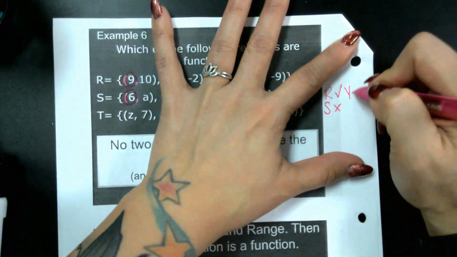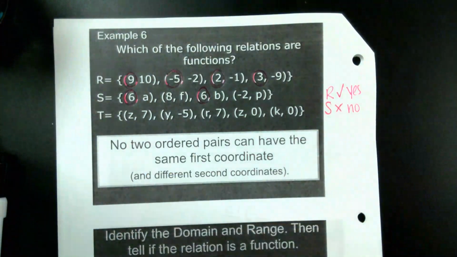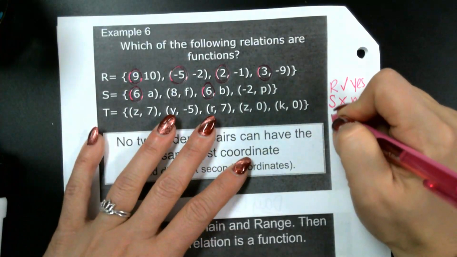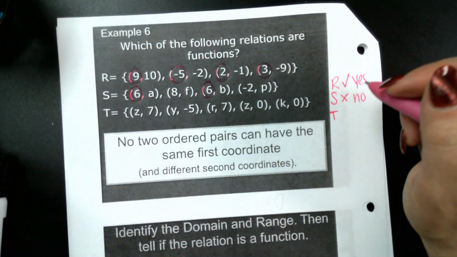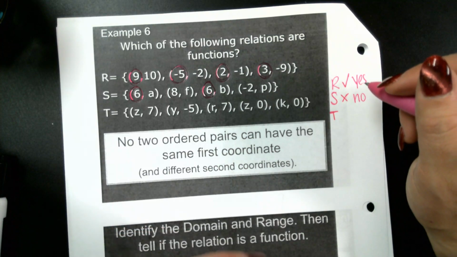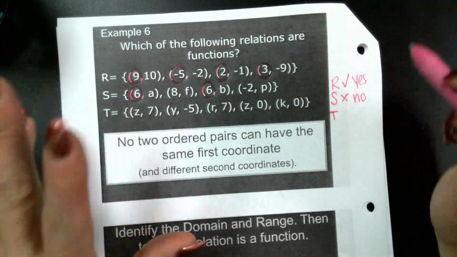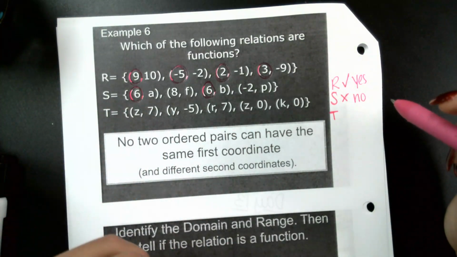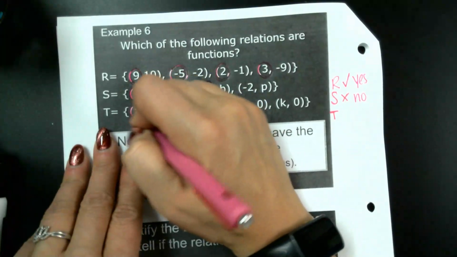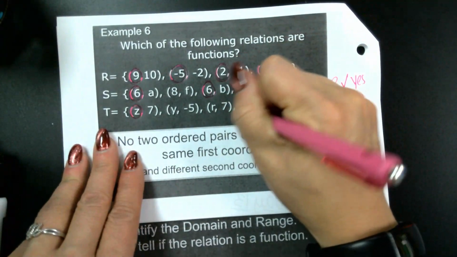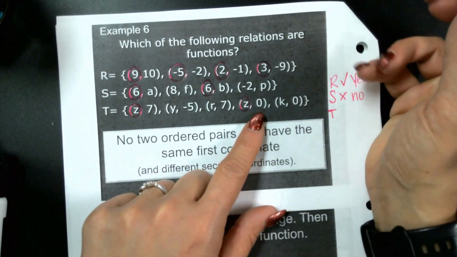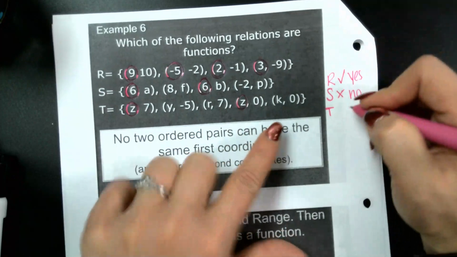I guess I could write yes and no. What do you think about T? Do you think T is a function, yes or no? Okay, I've heard both answers. Those of you that are saying no, why not? The Z's? Look, here's a Z and here's a Z. This one has an answer of 7, this one has an answer of 0. Is that allowed? It's not allowed. So T would be a no.